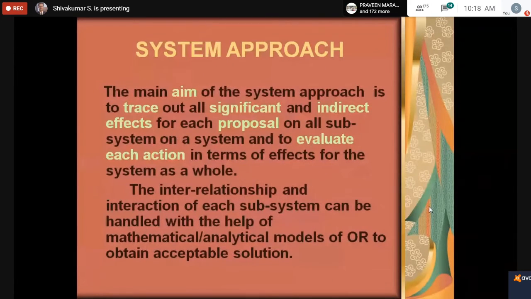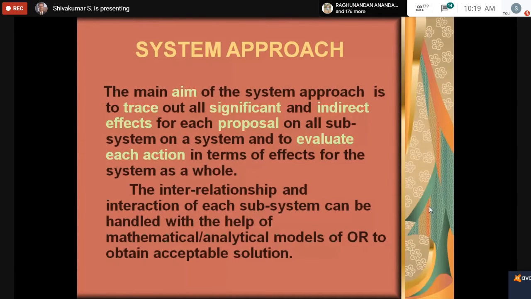And the fourth feature, system approach. Remember here, what do you mean by system? Let me give some examples. Education system is there, or our own body, our respiratory system, or the digestive system, or the hospital system. When you say anything, it has got something called a system.